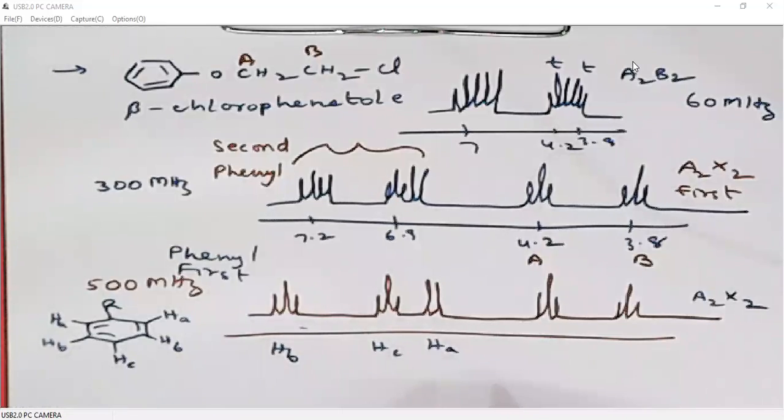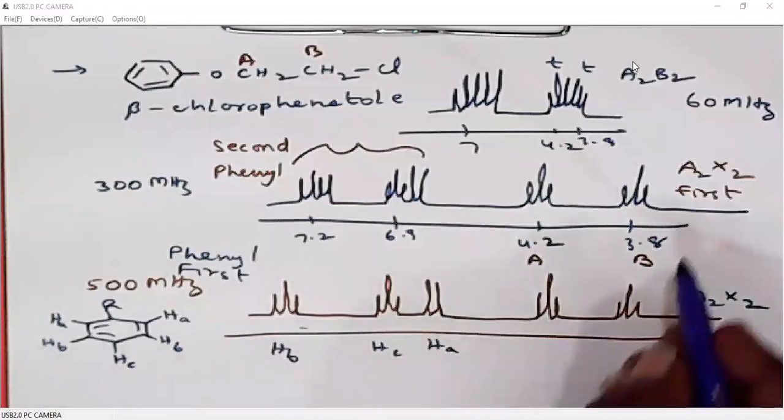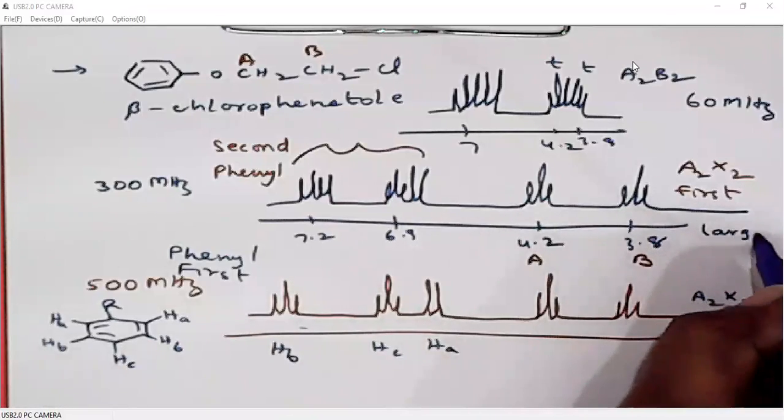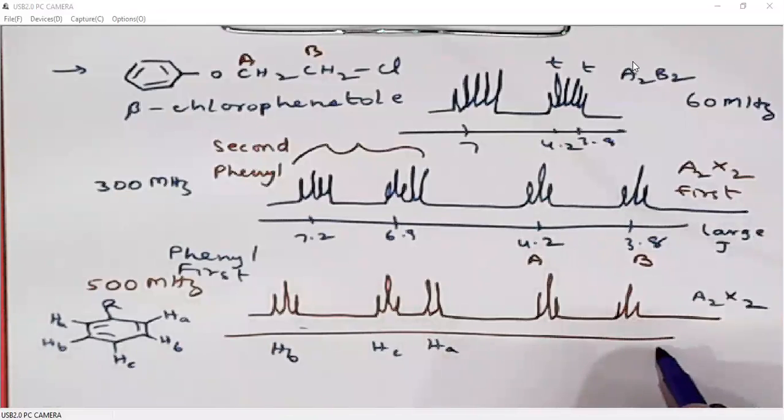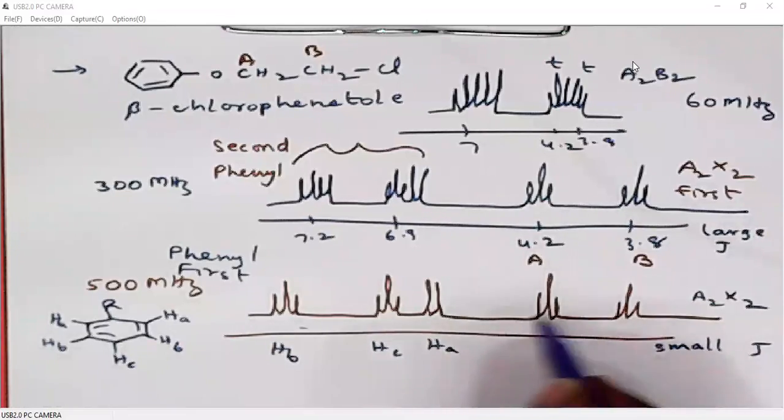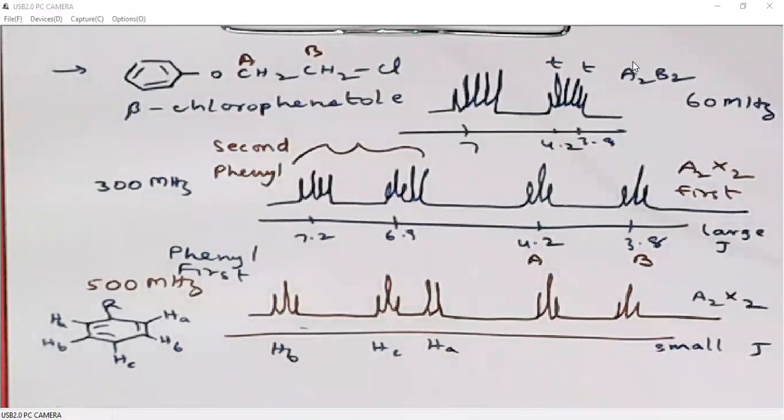One more important point I need to add is, when we increase the magnetic field, here we will have a large delta J value, whereas here we will have a small J value. So that means these triplets become even more clear here.